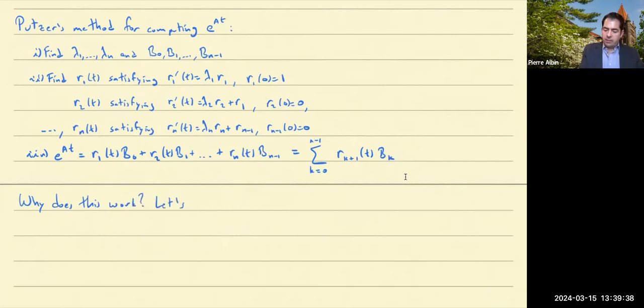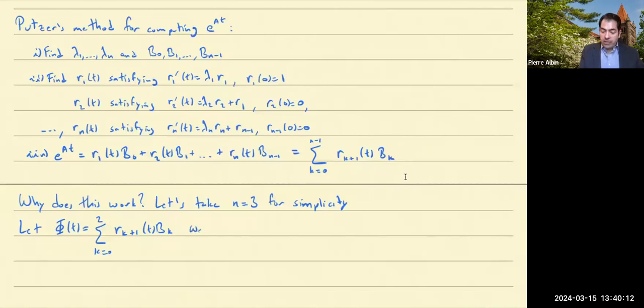So let's take n equal to 3 for simplicity, but the general case is the same. You just put a lot more dot dot dots. So let's define phi of t to be the sum, k goes from 1 to 2, of r_{k+1}(t) B_k. Right, so this is the thing that's supposed to be the exponential.